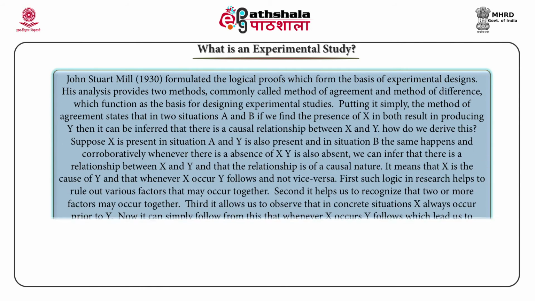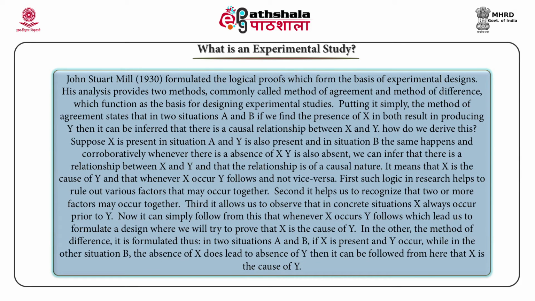Suppose X is present in situation A and Y is also present, and in situation B, it so happens, correlatively, whenever there is an absence of X, Y is also absent. We can infer that there is a relationship between X and Y and that the relationship is of a causal nature. It means that X is the cause of Y and that whenever X occurs, Y follows and not vice versa.